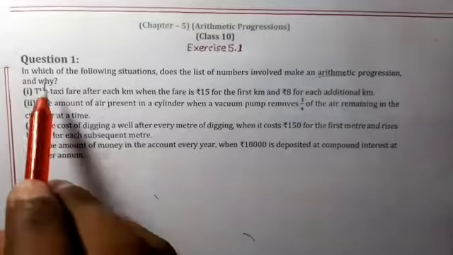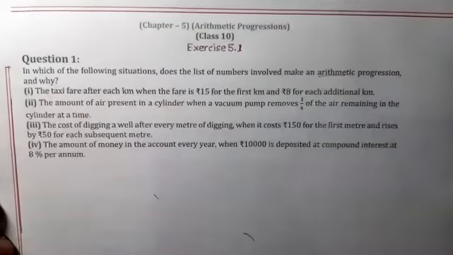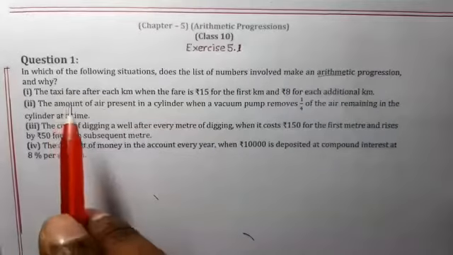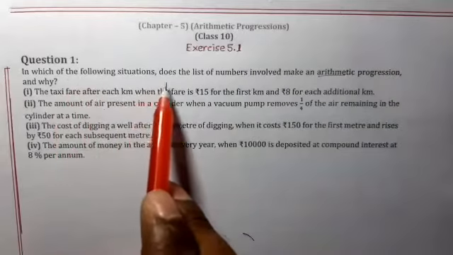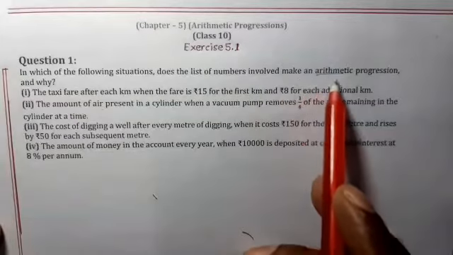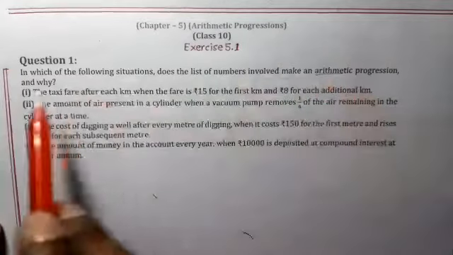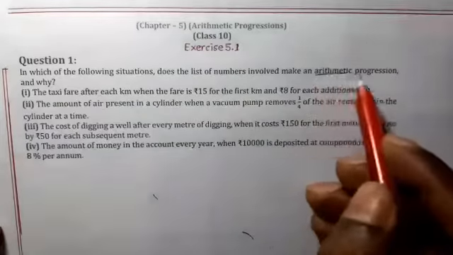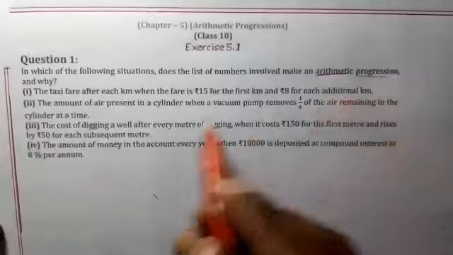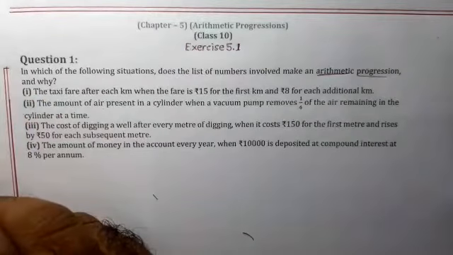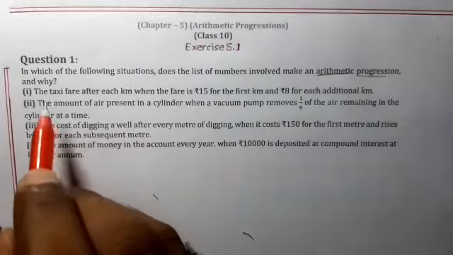Here the question: in which of the following situations does the list of numbers involved make an arithmetic progression and why? So we have to check whether the given is in arithmetic progression and what is the reason. So we can come to the first situation.